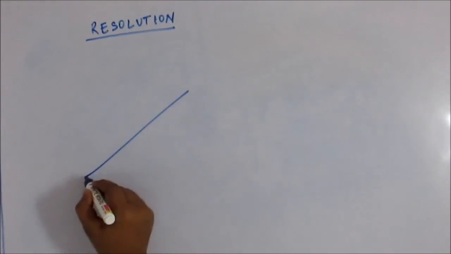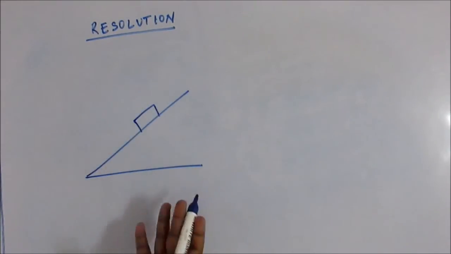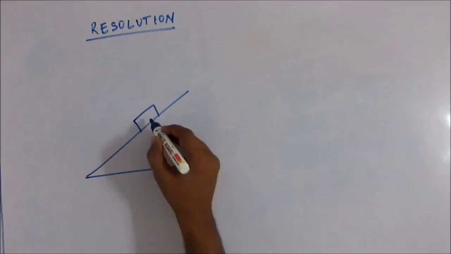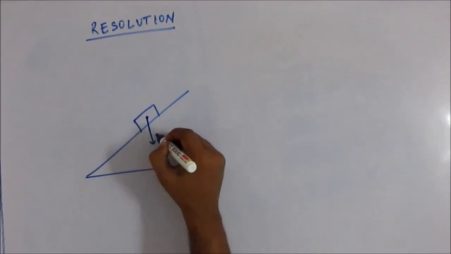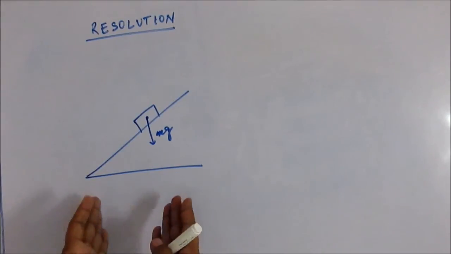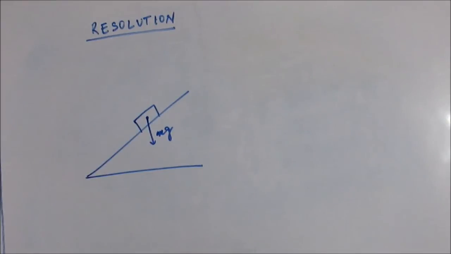Similarly, suppose there's a wedge like this, and a block is kept on the wedge, which is frictionless. Then by the force of gravity it will come down, and you may be asked what is the acceleration of the block. mg is acting downwards; the force of gravity always acts vertically downwards. You may be asked what is the acceleration of the block, by what acceleration it comes downwards.